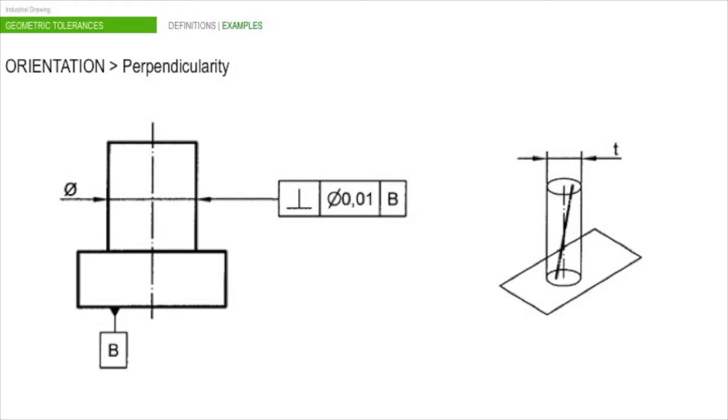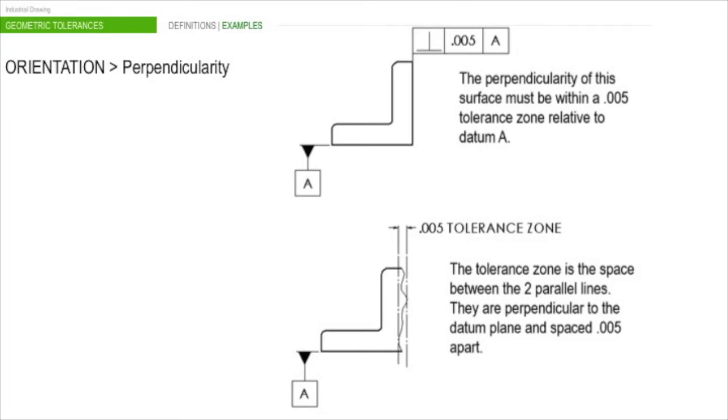Another characteristic of orientation is perpendicularity. The tolerance zone is a zone within a cylinder of certain diameter, in this case 10 microns, perpendicular to the datum plane, in this case the B plane. In this example, we can see how the right plane must be between two parallel planes. Both are perpendicular to the datum plane, which is the bottom one, and spaced 5 microns apart.